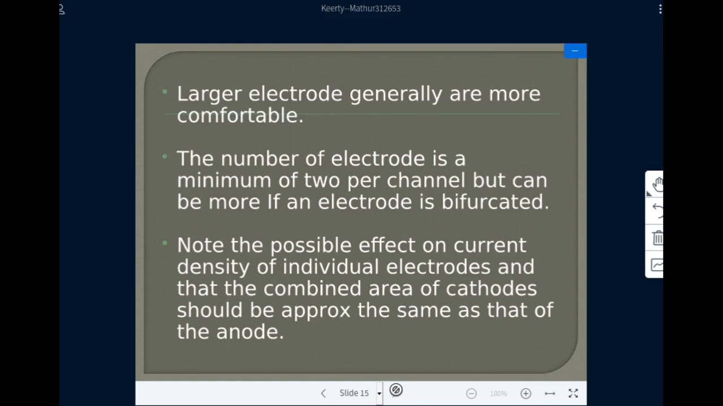So this was an introductory lecture on galvanic current. I hope this will help you. Thank you so much.